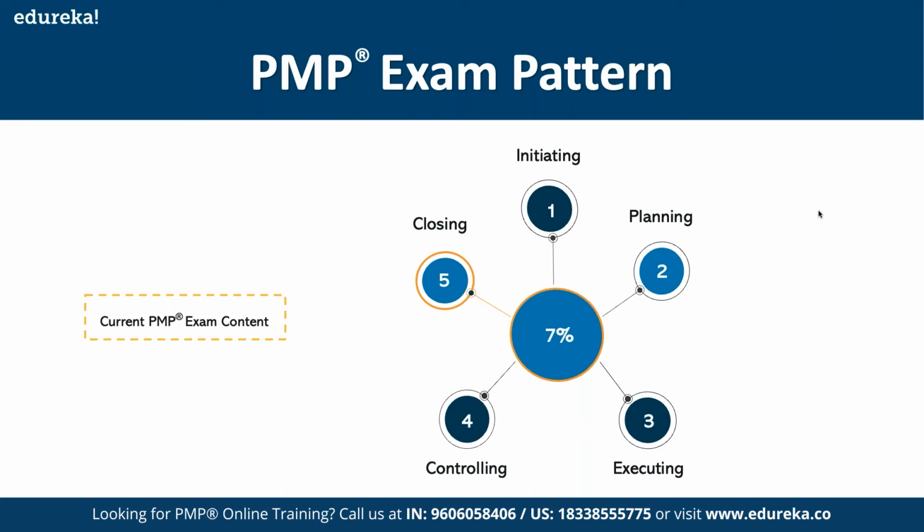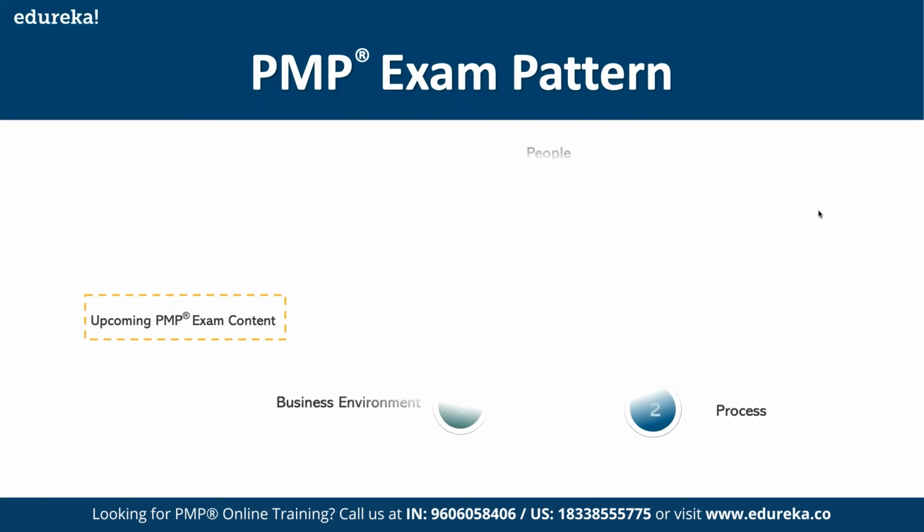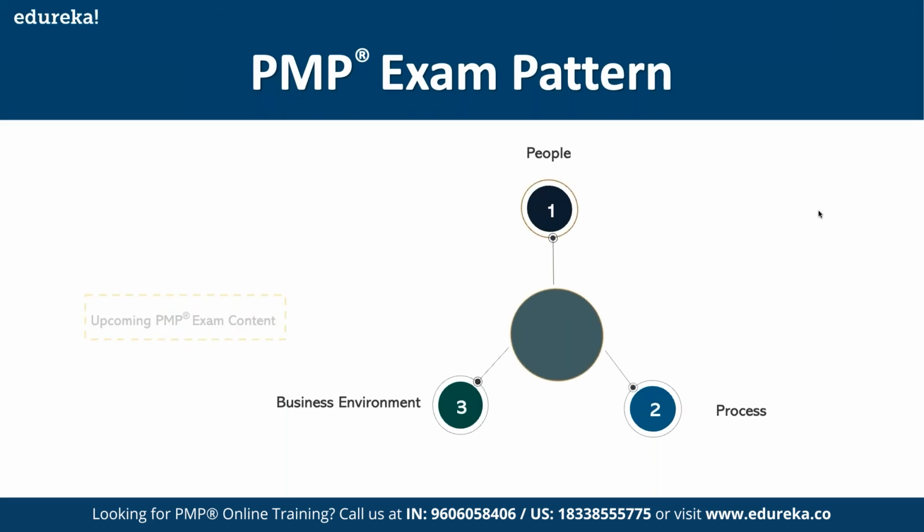And to pass the exam, we have to have at least 106 questions answered correctly. And the exam is preceded by a 15 minutes walkthrough of the exam format itself. That's how it is structured. Now, next we have the content. So basically here we have people, process, and business environment. That is what PMP simply revolves around.